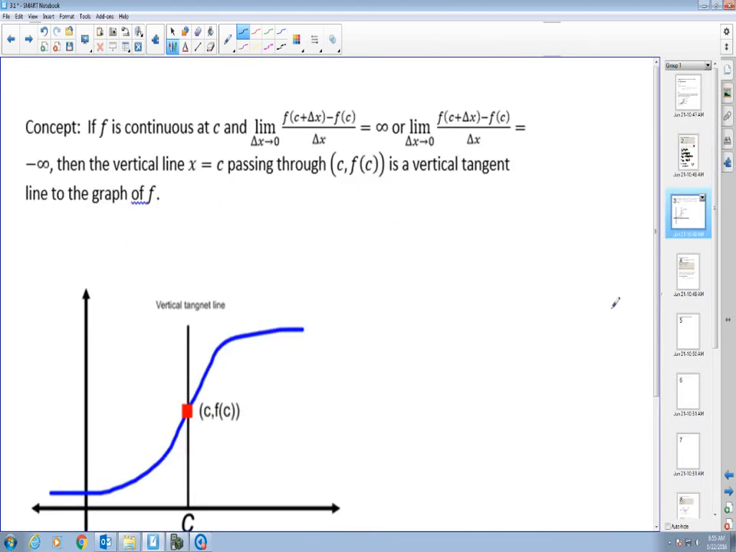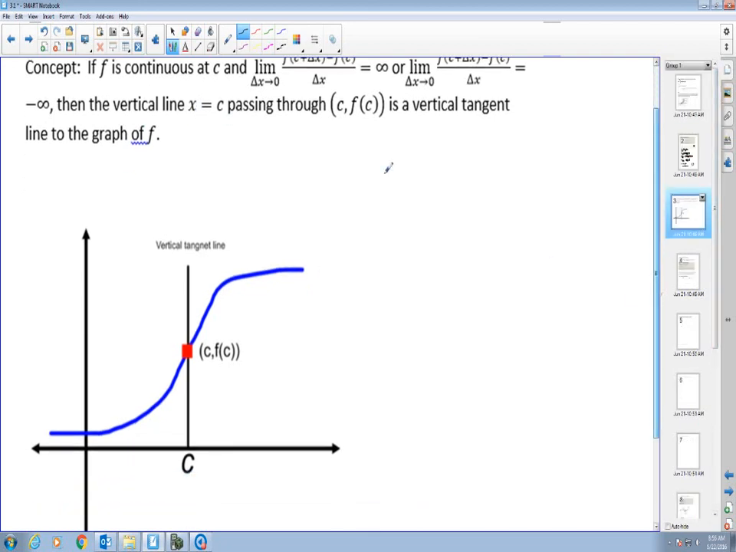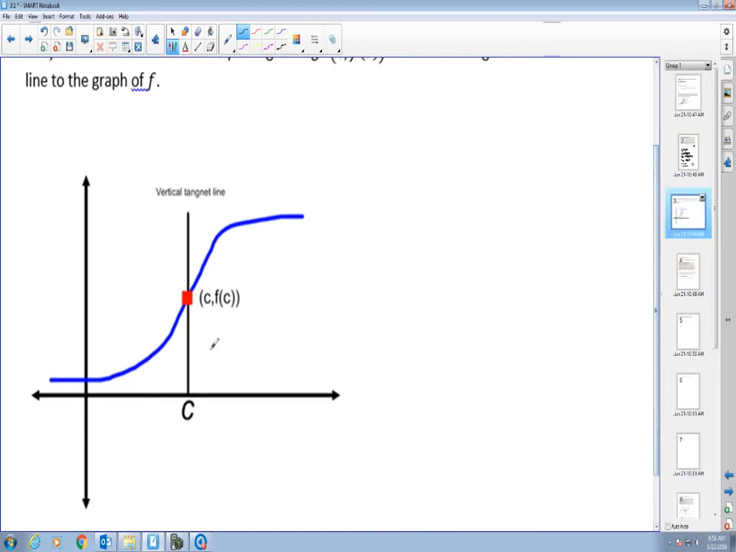Real quick, just in case this comes up: if my function f is continuous at c, and the limit of the secant line slope becomes infinity or negative infinity, in other words, if the slope of my tangent line becomes infinity or negative infinity, then there's going to be a vertical line x equal to c passing through my arbitrary point c comma f of c. Then we call that the vertical tangent line. Once in a while this will pop up, and I believe I have one example I will show you.